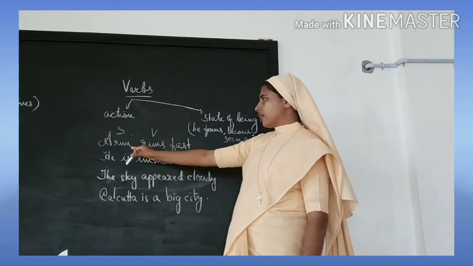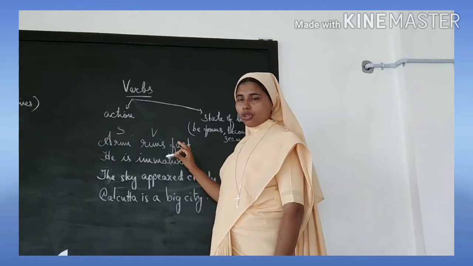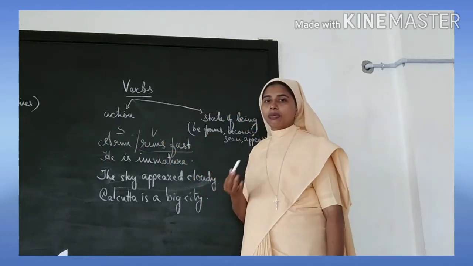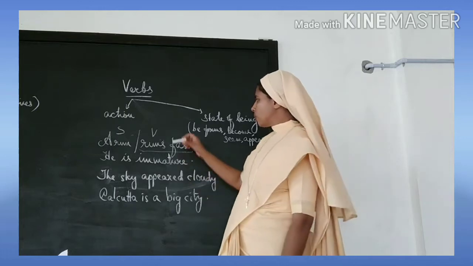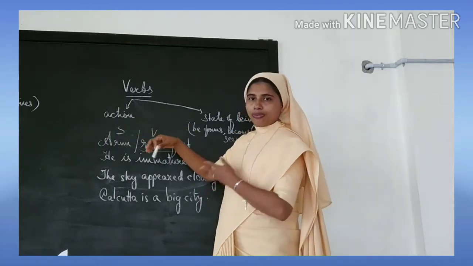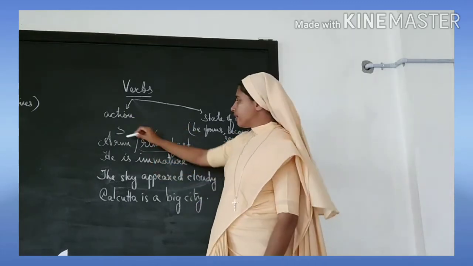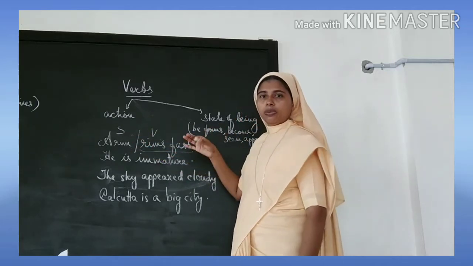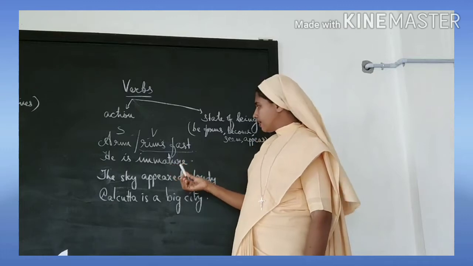That means there should be a subject and verb, or subject and predicate. This part is called predicate. Verb comes in the part of predicate. So if you divide this sentence broadly, this part is called the subject part and this is called the predicate part. Verb comes in the part of predicate.